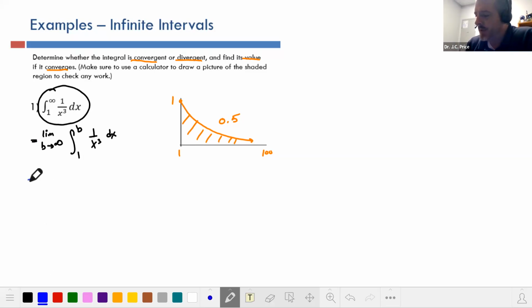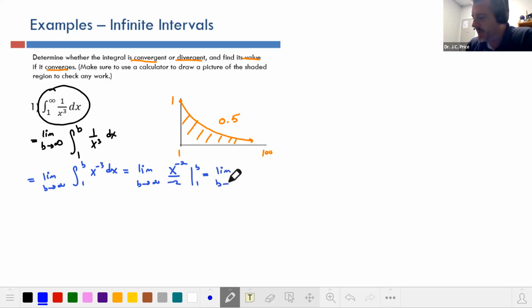So this is going to be equal to the limit as b goes to infinity. In order to integrate this, I need to rewrite this as x to the negative 3 dx. It's one of my types. And so that's equal to the limit as b goes to infinity of, I'll add 1 and divide by it, x to the negative 2 divided by negative 2 from 1 to b, which equals the limit as b goes to infinity of negative 1 over 2x squared from 1 to b.